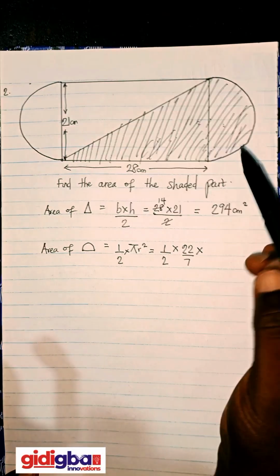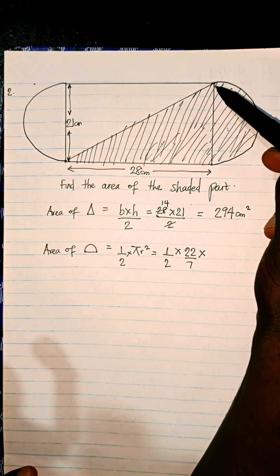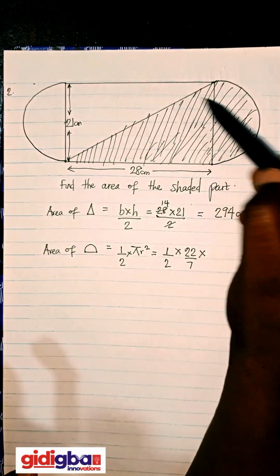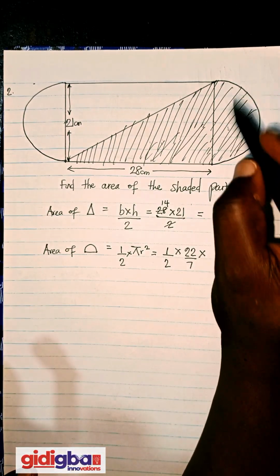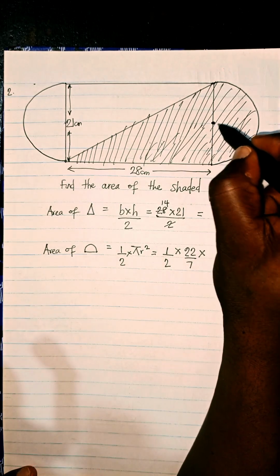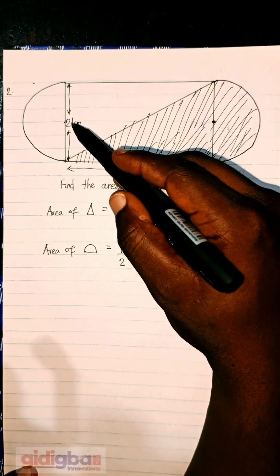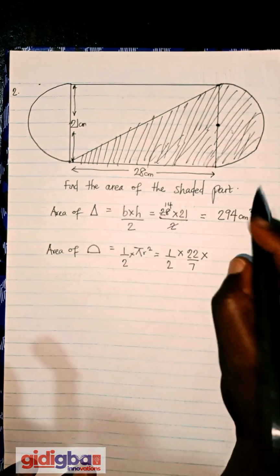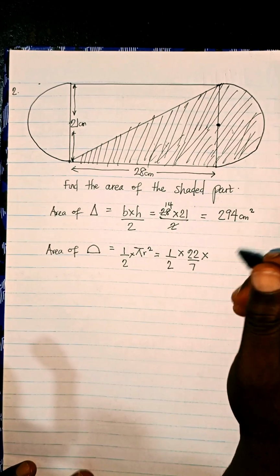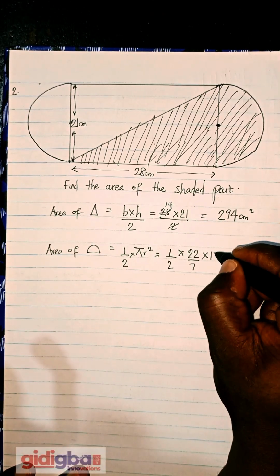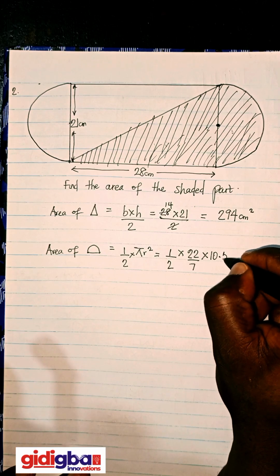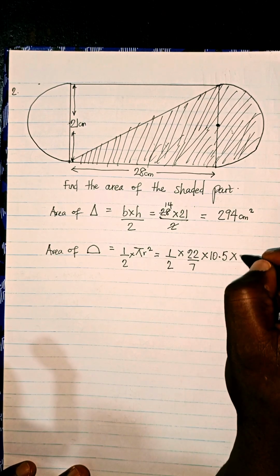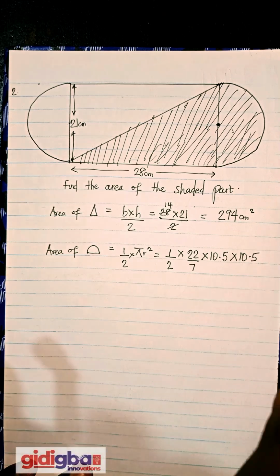Now the radius: looking at this semicircle, this is the diameter from here to here, which is also the same as this 21. But a radius is half of a diameter. That means 21 divided by 2, which is 10 and a half, which I will convert to decimal as 10.5, right? And another 10.5 because we have a square there.